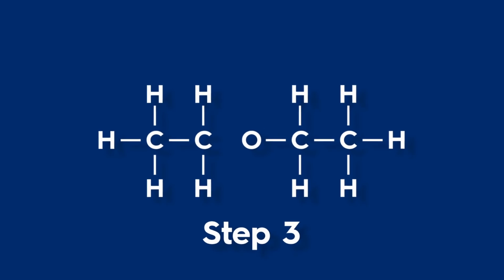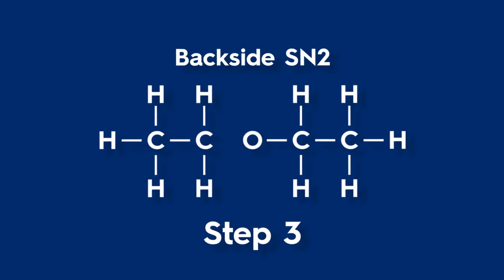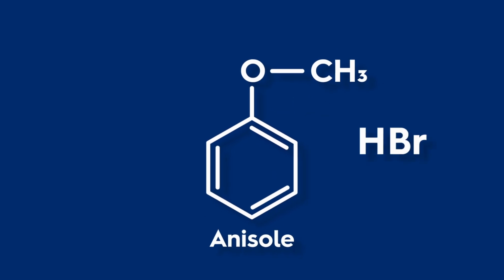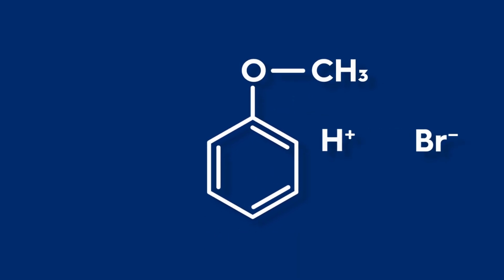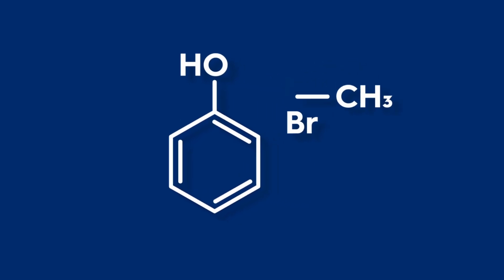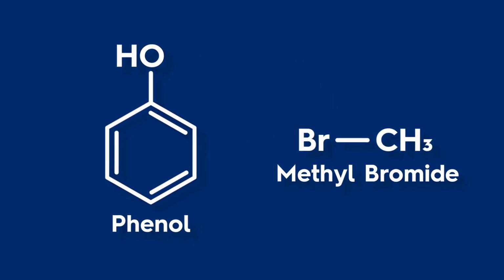On a primary carbon, the attack follows classic backside SN2, but there are exceptions. We'll see what happens with sp2 carbons next. Take anisole with hydrobromic acid as an example. After protonation, bromide cannot attack the phenyl carbon because it's sp2 and blocked from SN2. Instead, it attacks the methyl carbon. The products are phenol and methyl bromide. Remember, SN2 never happens at sp2 carbons.